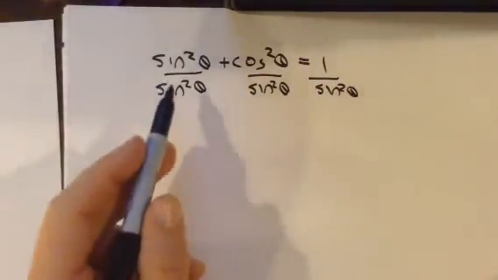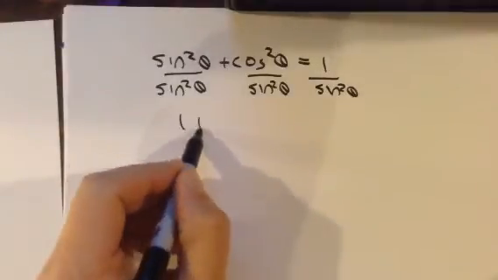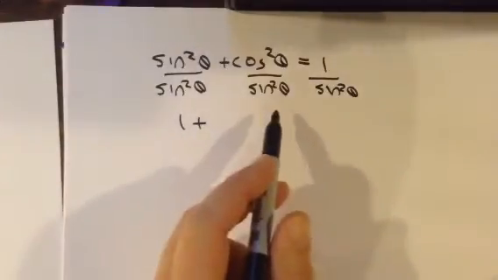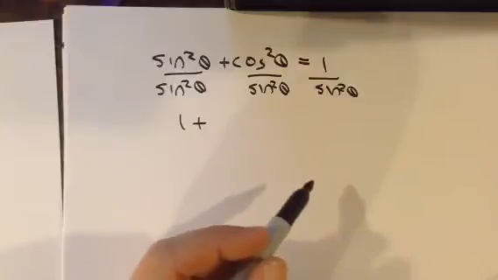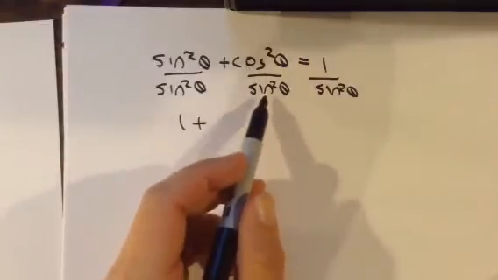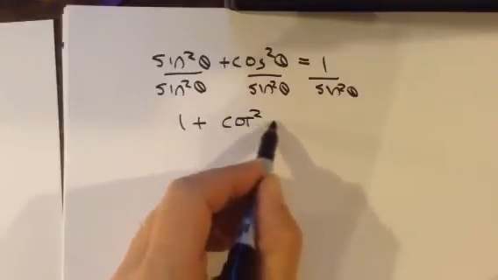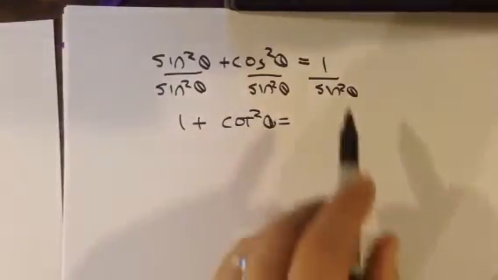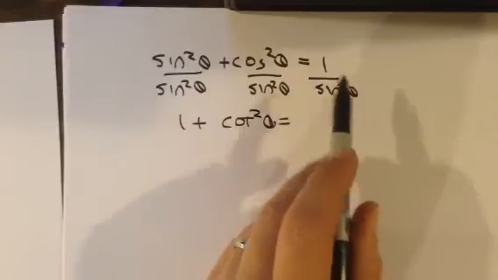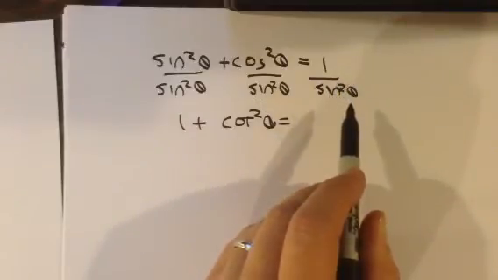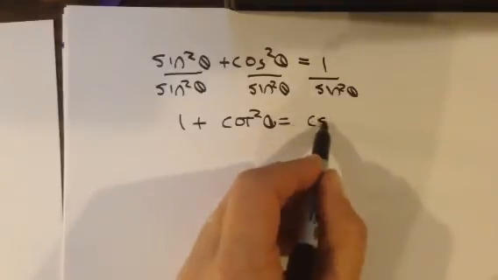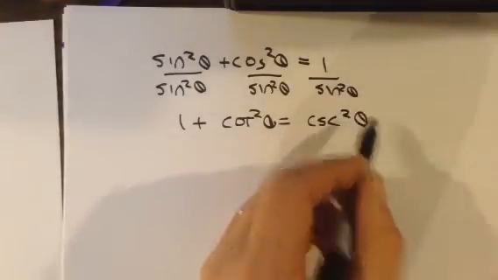Well, anything over itself is 1. Now I have 1 plus, well, cosine over sine. Well, sine over cosine is tangent, so cosine over sine must be cotangent. And I want to write that as cotangent squared theta equals. Well, now I have 1 over sine squared theta. Isn't 1 over sine mean something too? So 1 over sine is going to be cosecant squared theta.